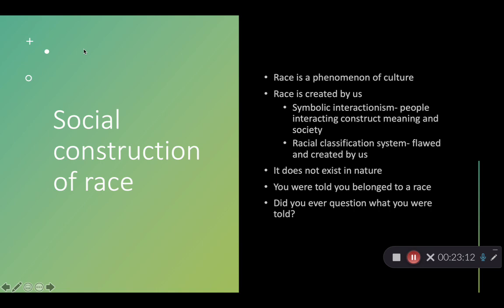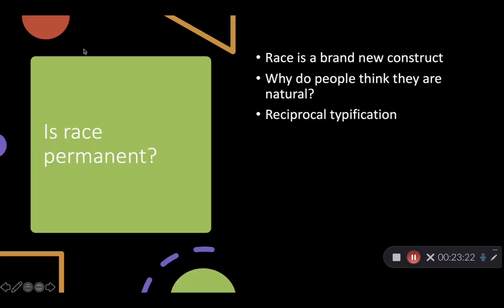The only reason you think you're black, white, Asian, or Native American is because you were told you belong to one of these racial groups. Did you ever ask whether or not you actually do? Is race permanent? Guys, race is brand new. It didn't exist 300 years ago. Just get rid of it. It's an outdated software that doesn't make any sense.